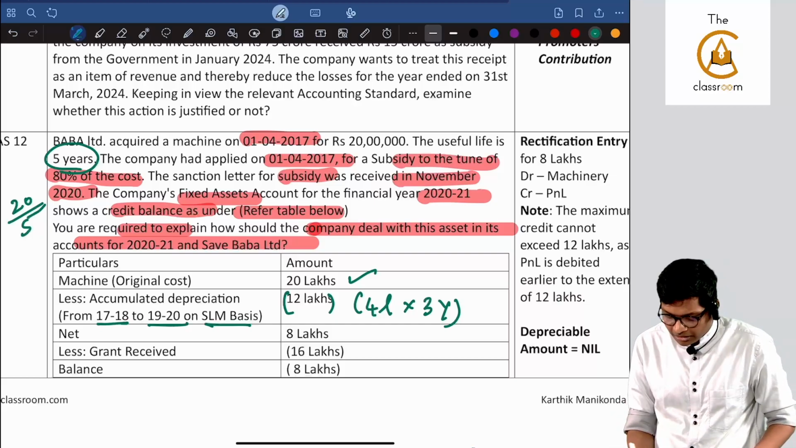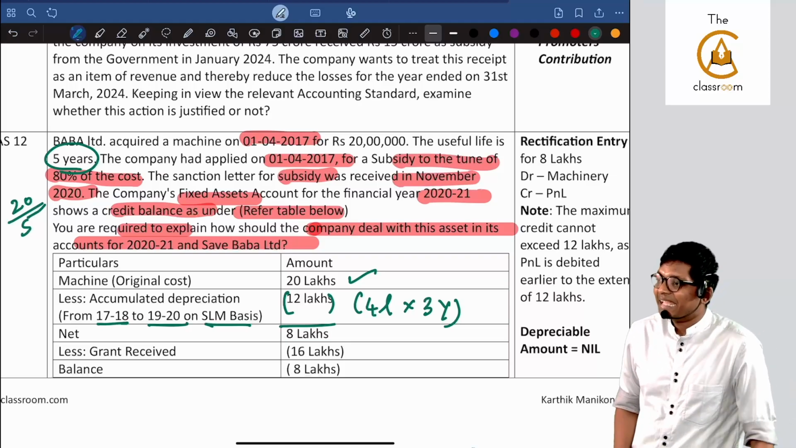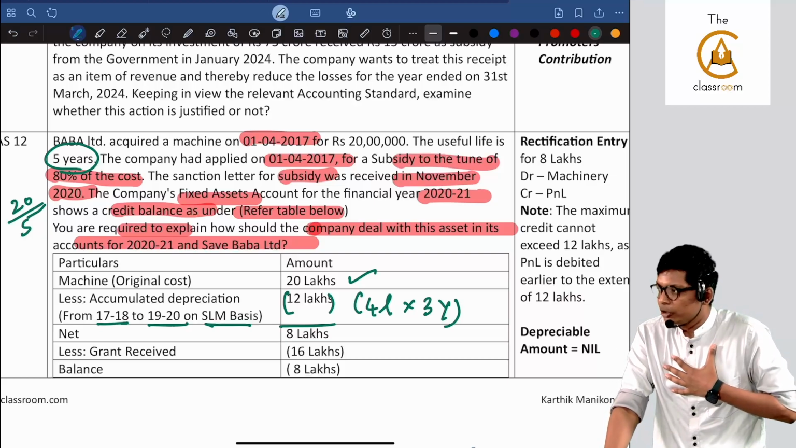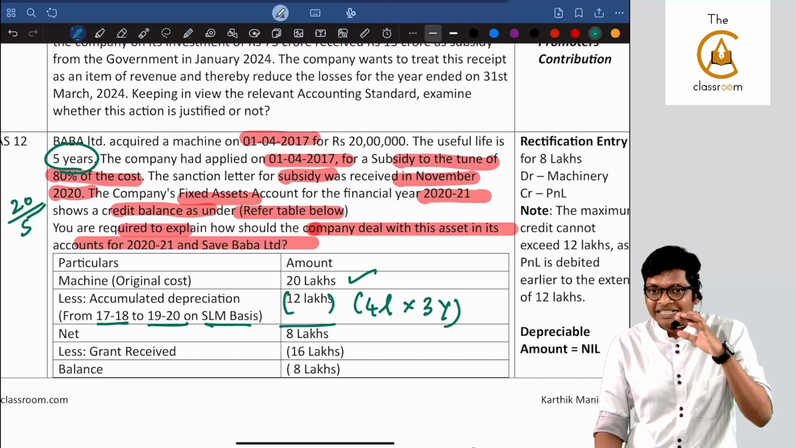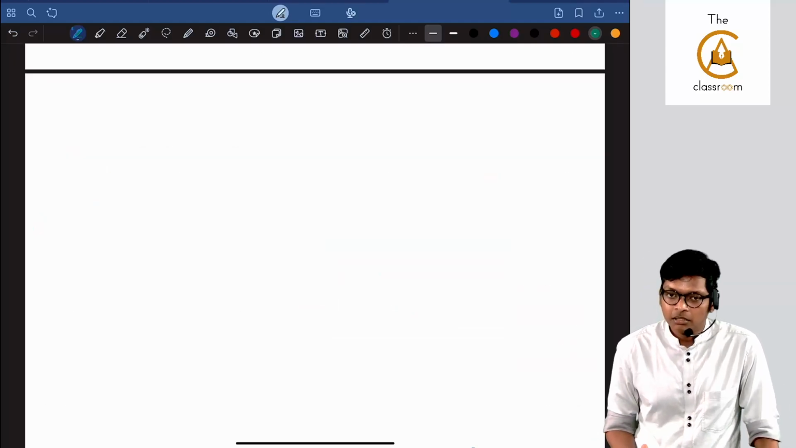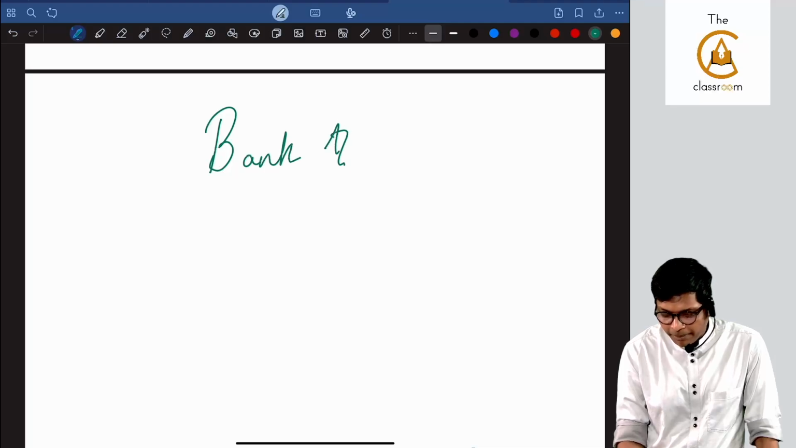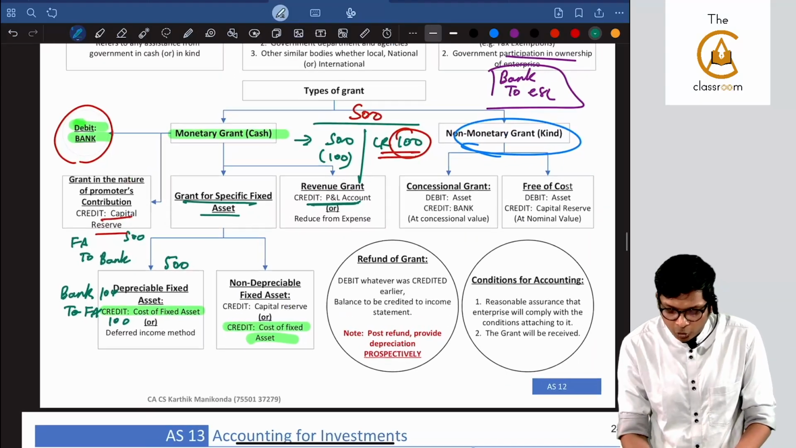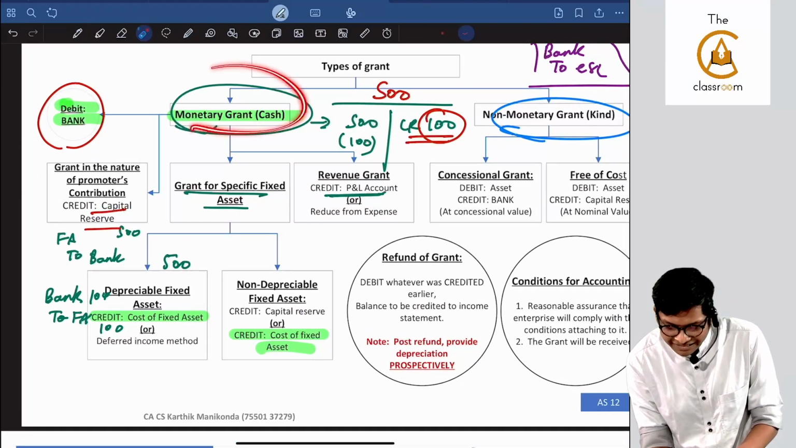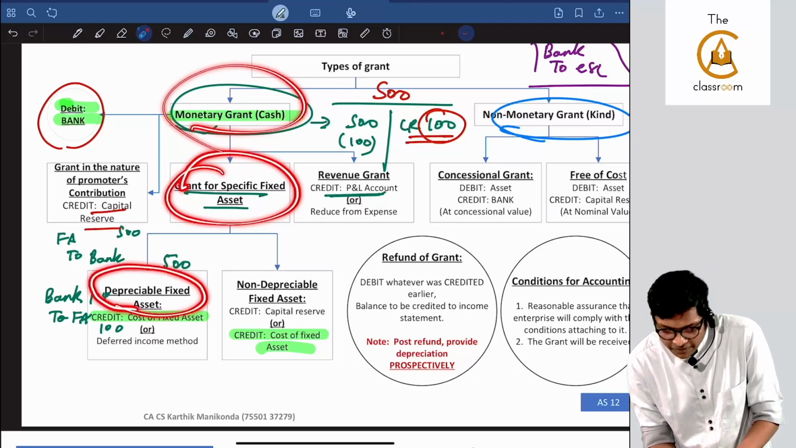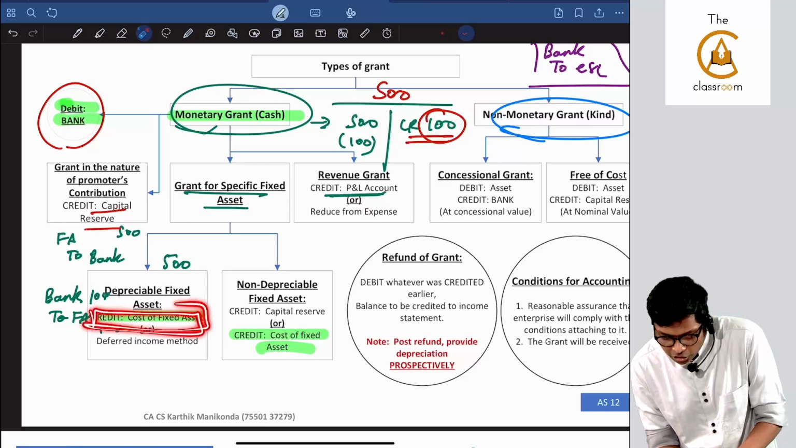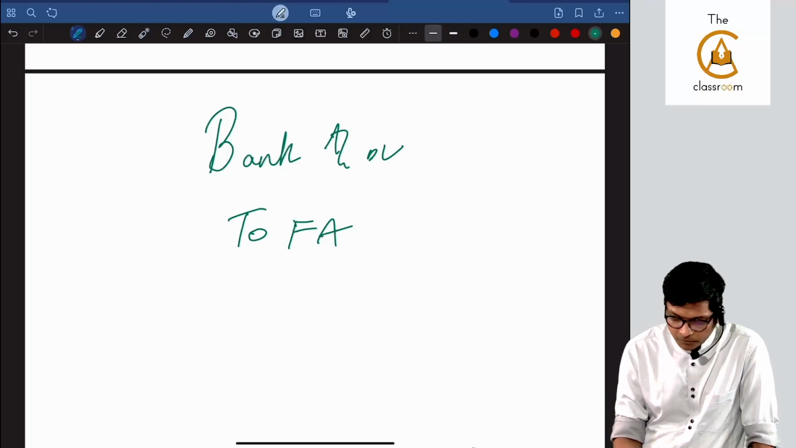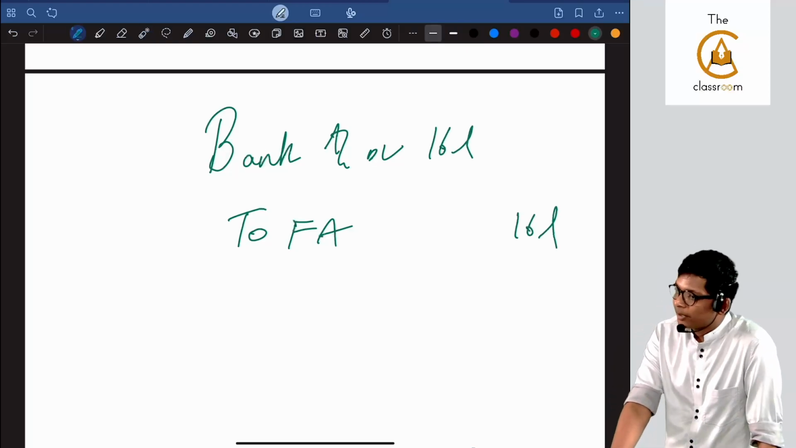They have reduced the depreciation and the net book value is 8 lakhs because the grant is yet to be received. But when the grant is received, they are choosing an option. One of the options when you receive a grant is what? Credit the specific fixed asset. Correct? So when the grant is received, my entry will be bank account debit to fixed asset. This is one of the methods. Let me go back to our notes. When you receive a monetary grant for a specific fixed asset, which is a depreciable fixed asset, you can credit the cost of the fixed asset. That method only they have done. And here, bank to fixed asset, how much have they done? 16 lakhs, and the accountant, a BCom fellow, passed the entry.